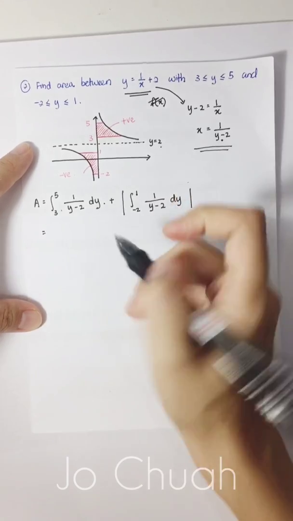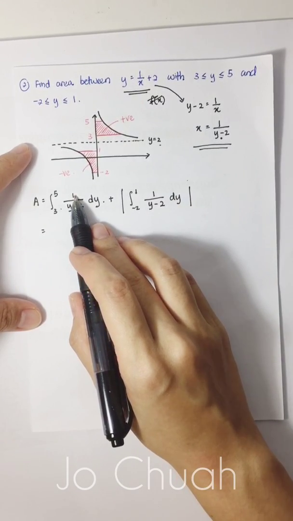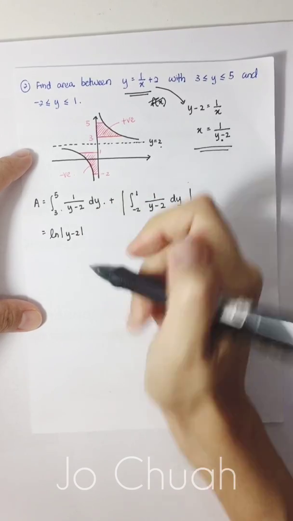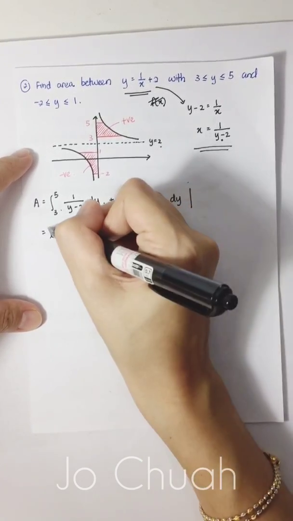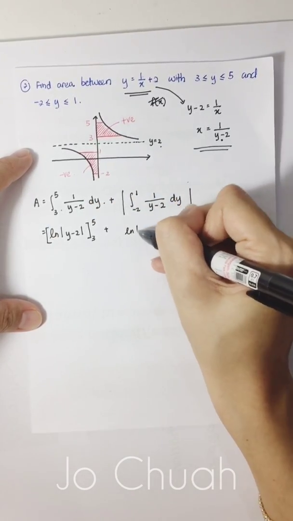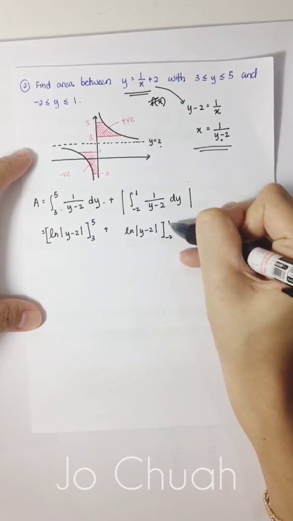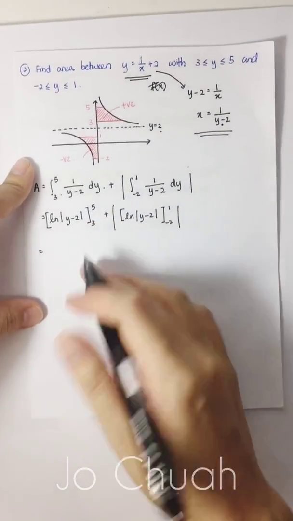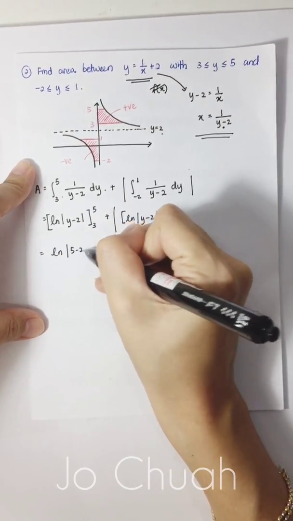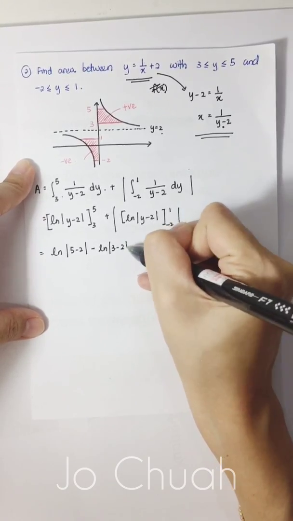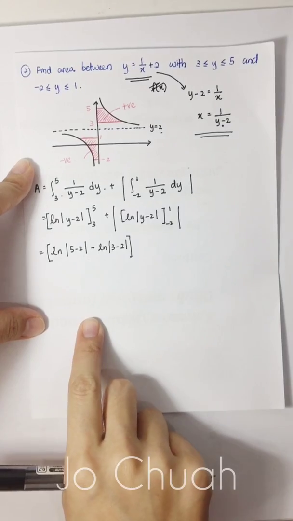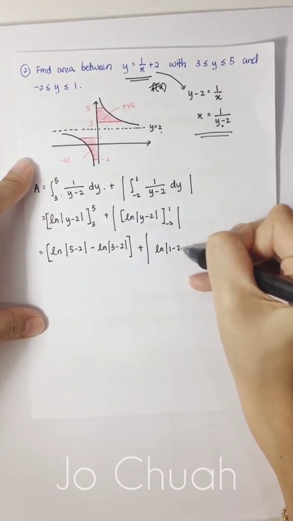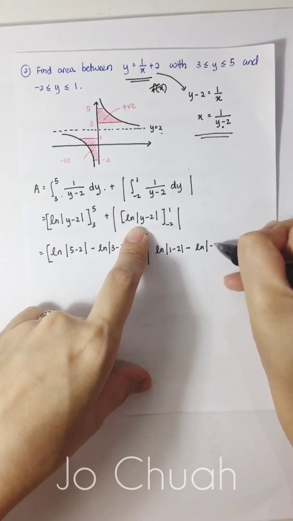Alright. For this one it is rather easy because above is just a number and the denominator is linear. So you're going to get ln of y minus 2, remember it's modulus, from 3 to 5. And this is the same thing, so y minus 2, the limits from negative 2 to 1, close bracket, and the modulus. So you have to remember to show the substitution. So ln 5 minus 2 minus ln 3 minus 2. This is for the first part. Plus the modulus of ln 1 minus 2 minus ln negative 2 minus 2.